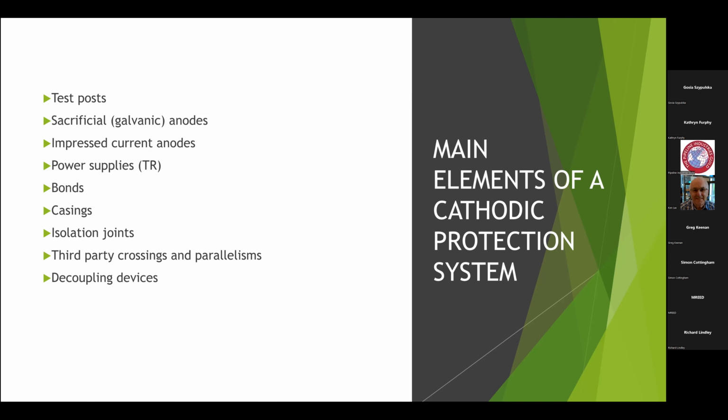Casings, I haven't mentioned, but sometimes when we go underneath a road, a railway, or a river, we add extra mechanical protection to the carrier pipe, and we put it in a casing, which is just a larger steel pipe. And then we pull the pipe through the casing on special supports to keep it separate from the casing. And we have to check that those casings aren't flooded or damaged.